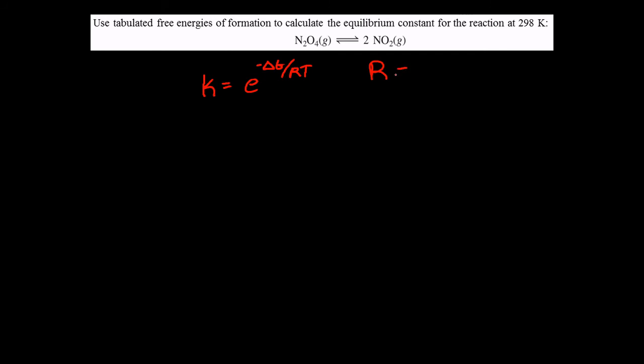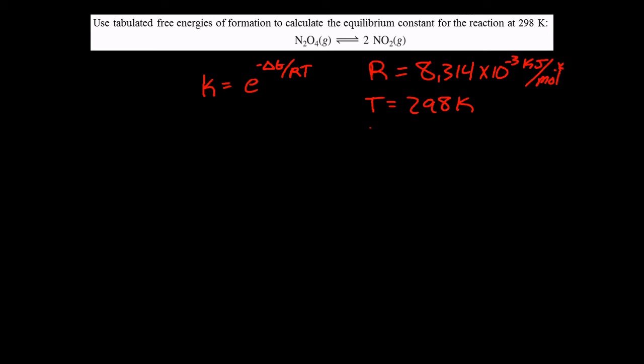So R, we always know that is 8.314. And I'm going to go ahead and convert this to kilojoules per mole K. Sorry, I kind of ran out of space there. T, we're just given. It's 298 K. Delta G, we don't know yet. We're going to have to find that.